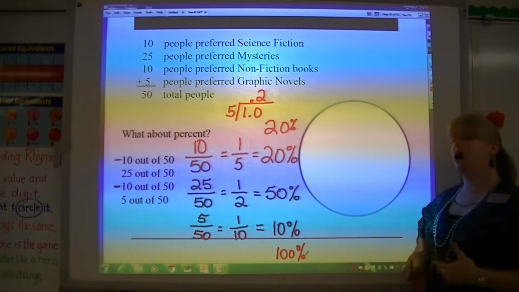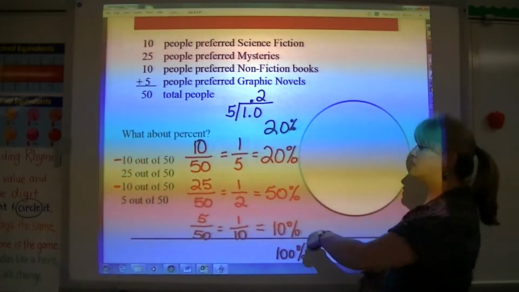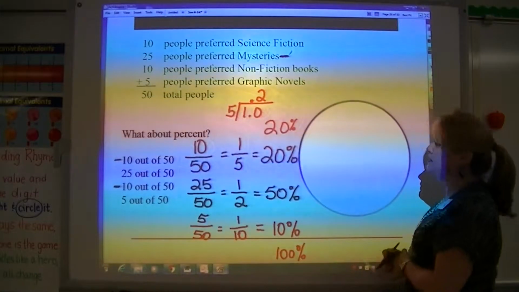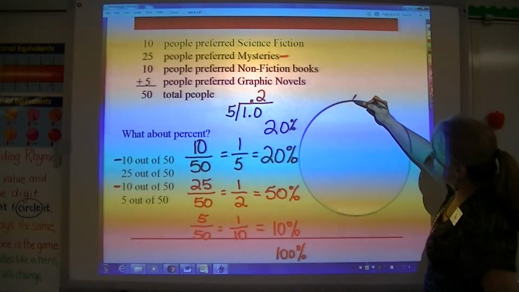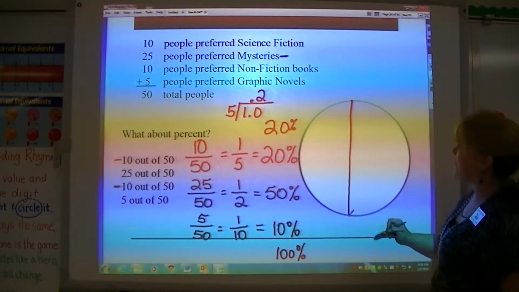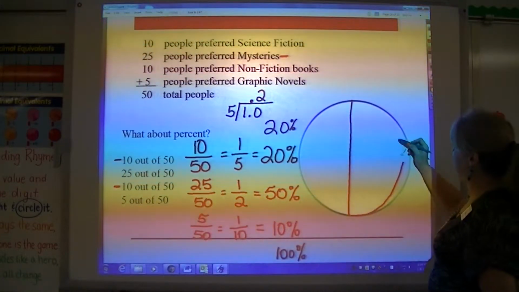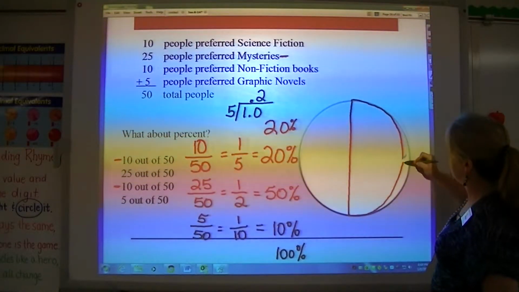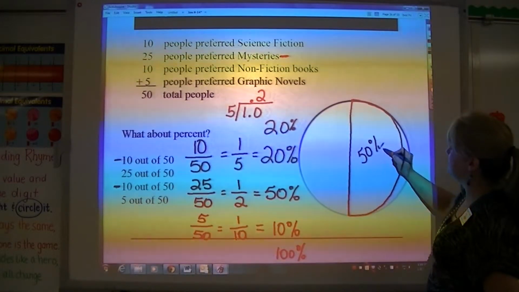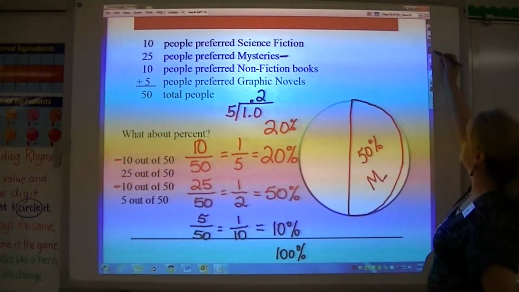Let's start with the obvious. 50%. That was 25 out of 50 that liked mysteries. 50% on a circle graph is just 1/2 of the circle graph. So this whole half over here, 50% liked mysteries. We'll put a big M for mysteries.